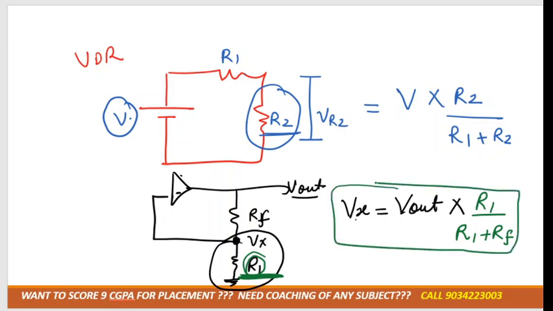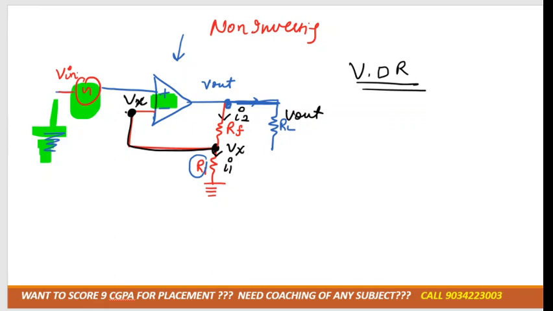That will be Vx. Okay, so can I write down the formula for Vx over here? Vx we got as R1 divided by R1 plus RF multiplied by V out. Okay, clear? Any doubt up to here?